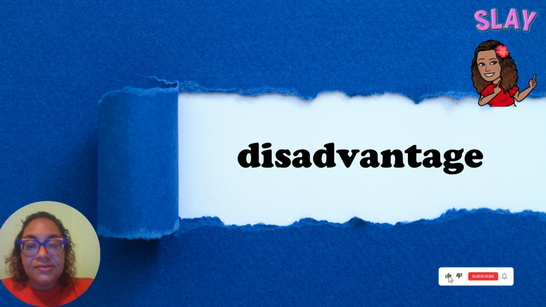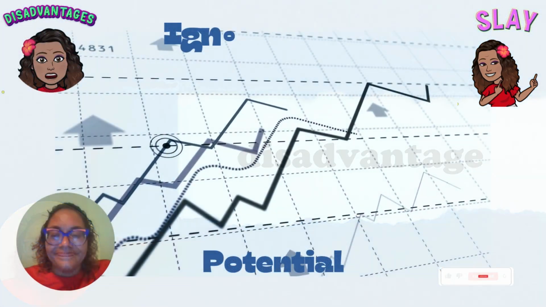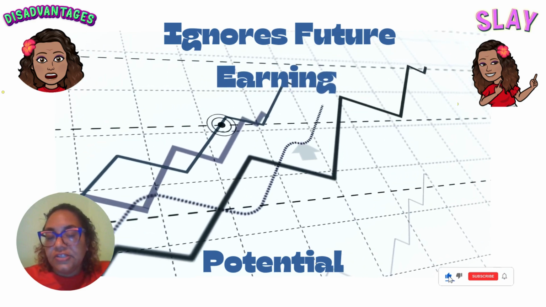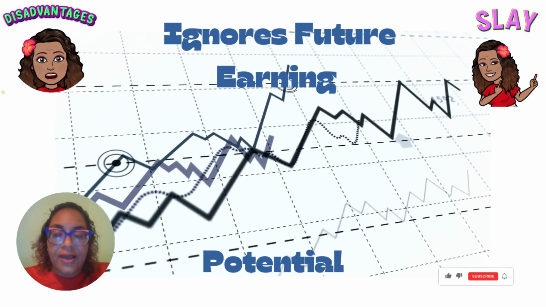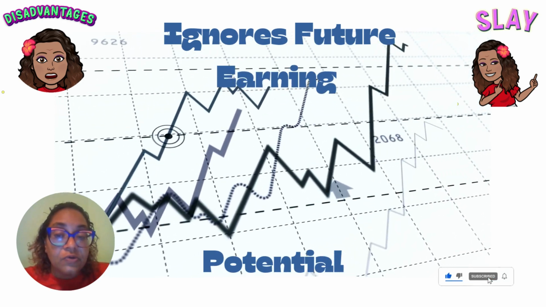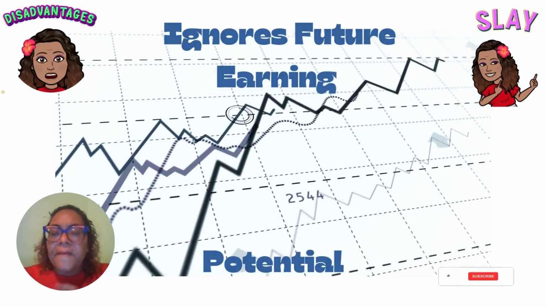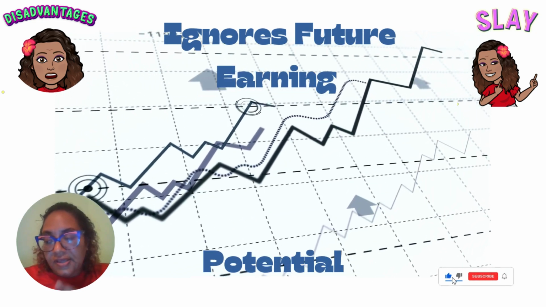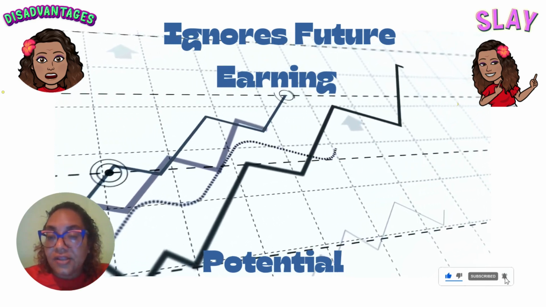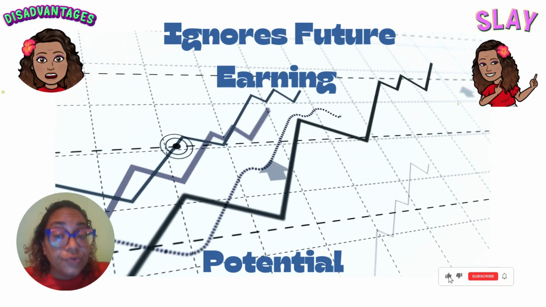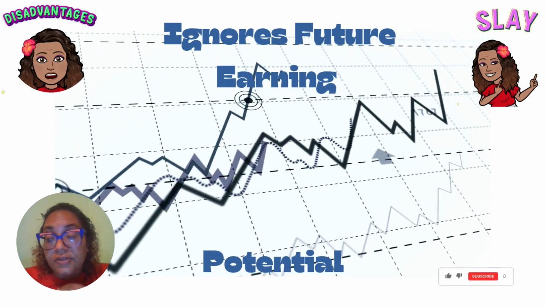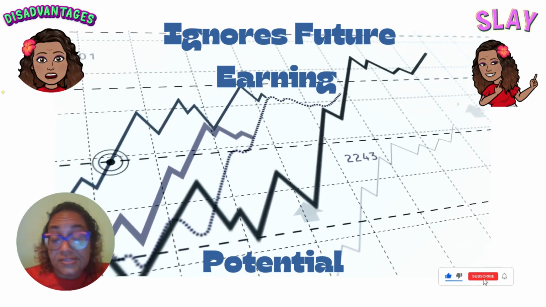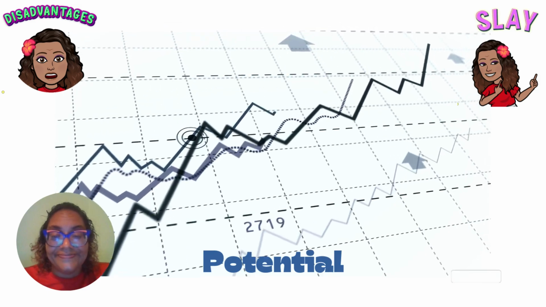Now, let's get into the disadvantages of the asset based approach. The first disadvantage that we're going to look at is that it ignores future earning potential. And we'll learn a little bit later on in the video, so stick around for that. But as a result of this, it also does not consider factors such as revenue growth, profitability, or the intangible value of assets such as your brand reputation.